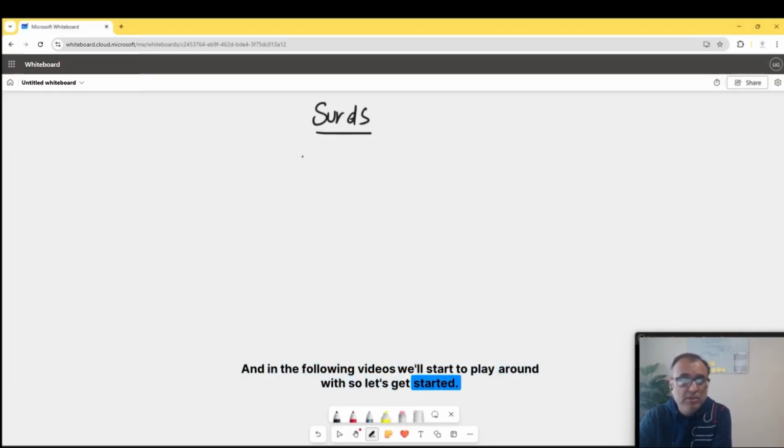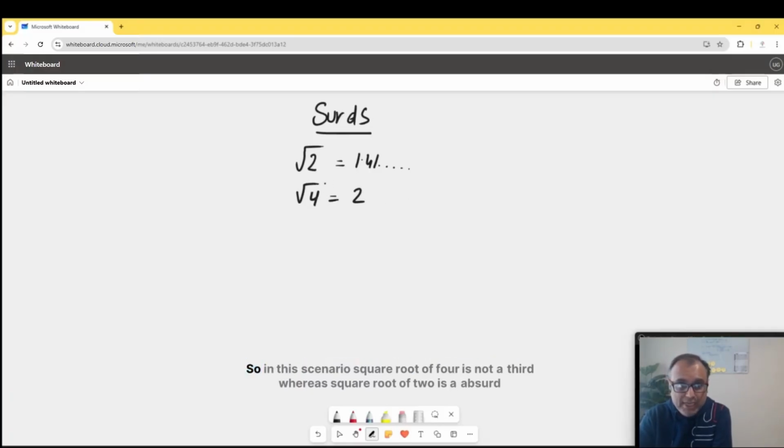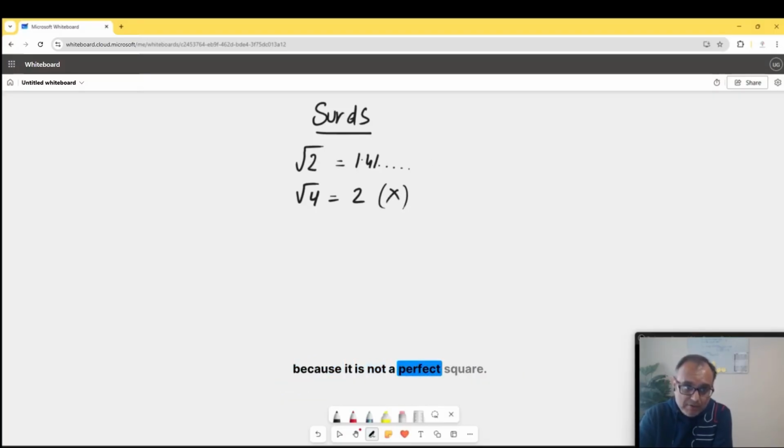So, let's get started. Mathematically speaking, surds are those square roots which are not perfect squares. For example, the square root of 2 is not a perfect square, it is 1.41 something up till infinite decimal places. Whereas the square root of 4 is 2. Why? Because the square of 2 is 4, so the square root of 4 is 2. So, in this scenario, the square root of 4 is not a surd, whereas the square root of 2 is a surd because it is not a perfect square.